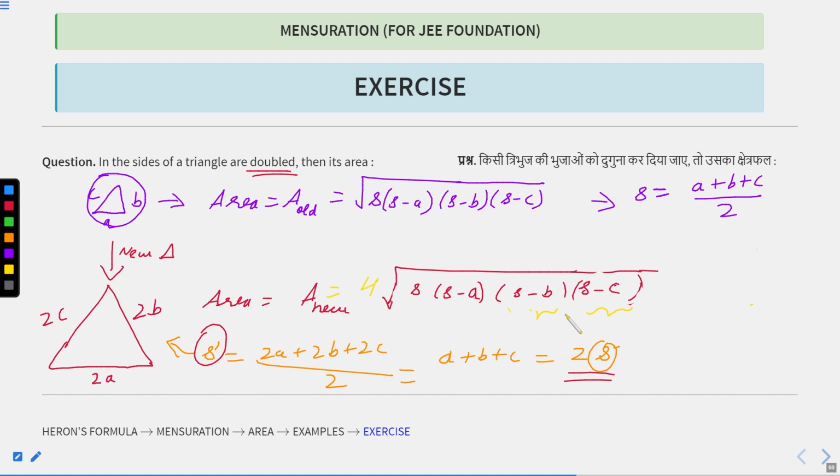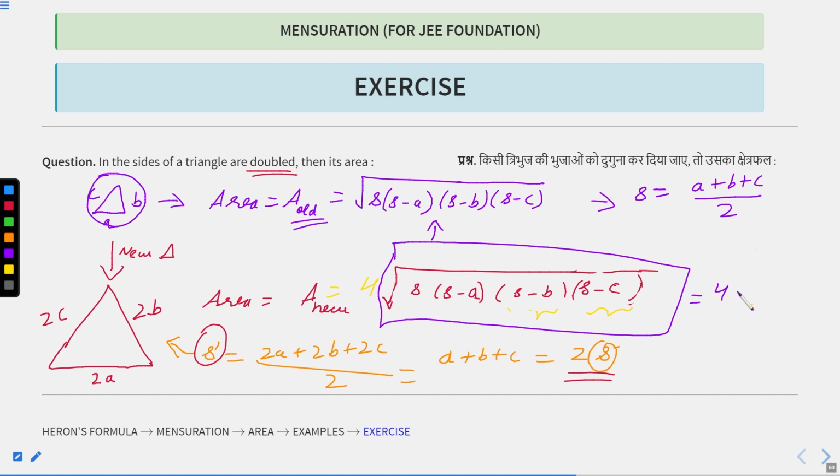So if you see this, it is the same as the area of the old triangle. So this is equal to 4 times the area of the old triangle. So my new area for the new triangle is equal to 4 times the old triangle area. Okay, I hope this is clear.